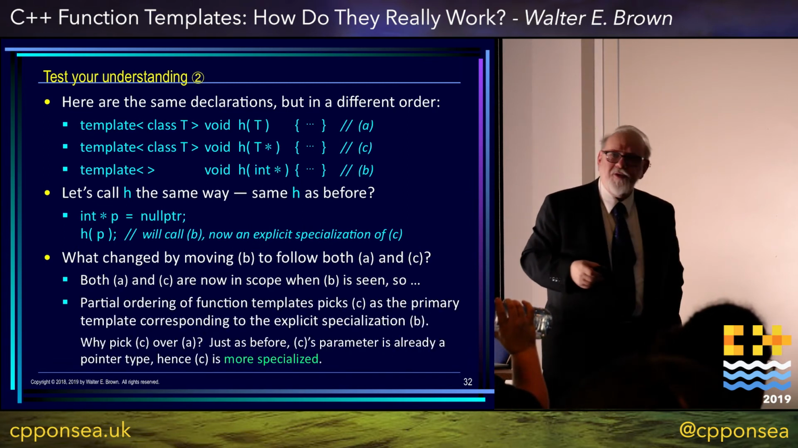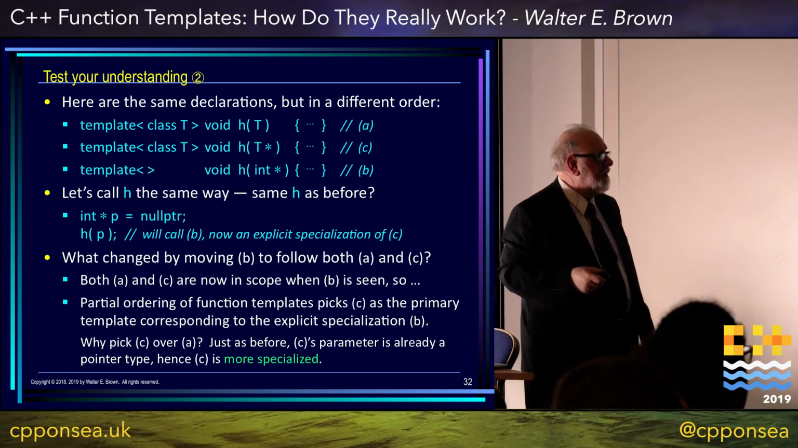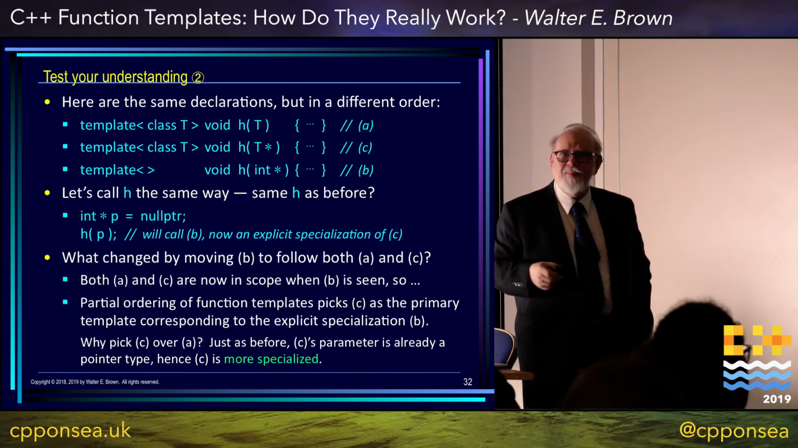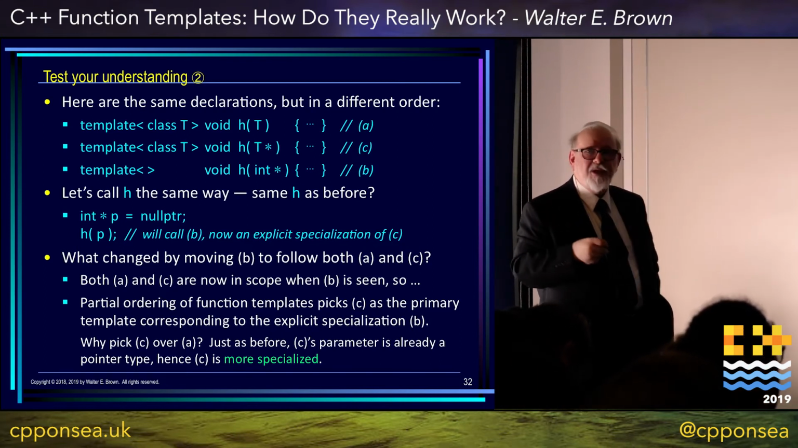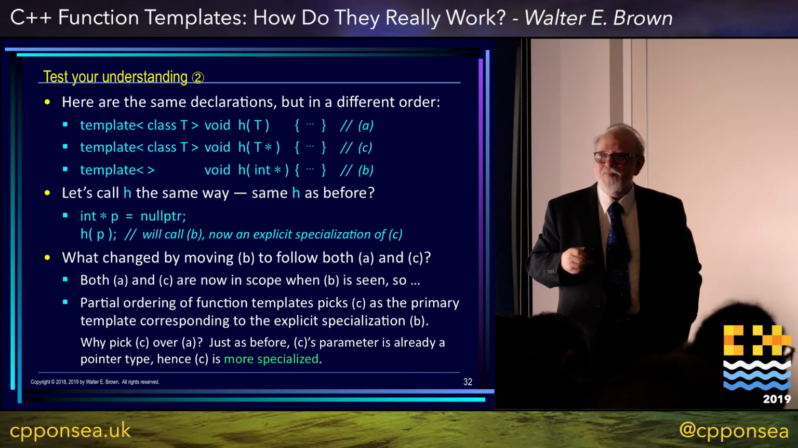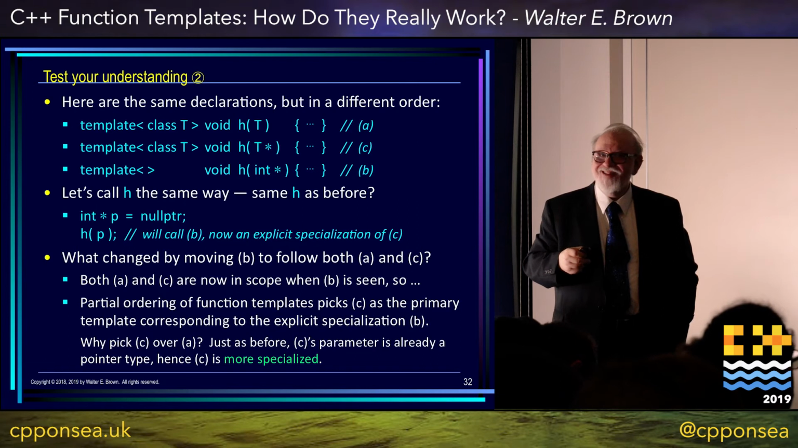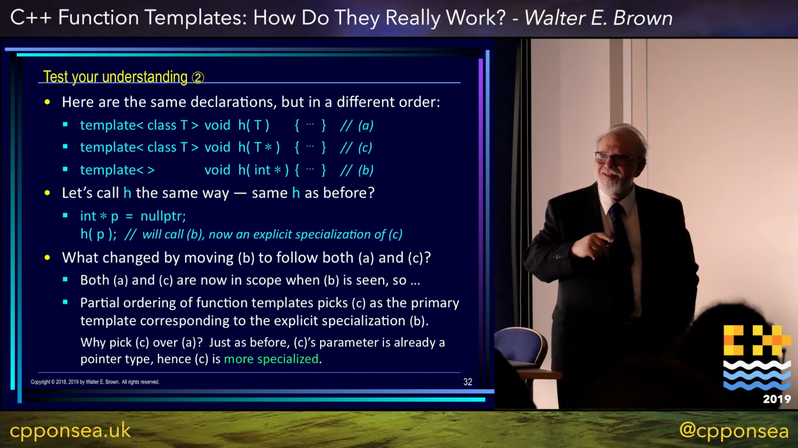So we do partial ordering, which is part of overload resolution. It's going to pick C as the primary template that matches B because it's more specialized. Even before we see a call, the compiler has to figure out, this is a specialization of what? Okay?